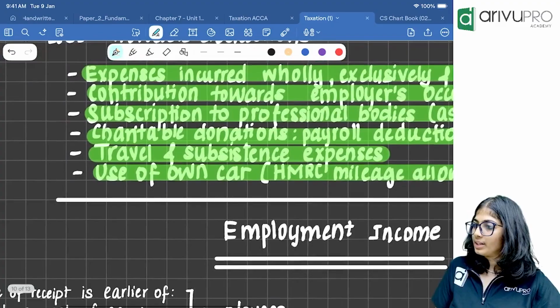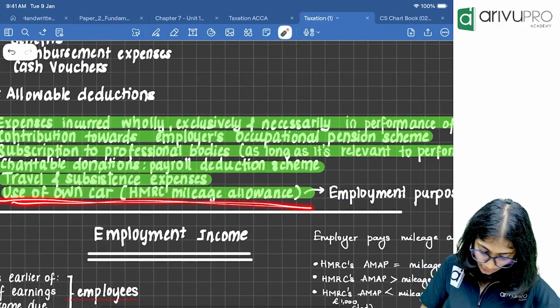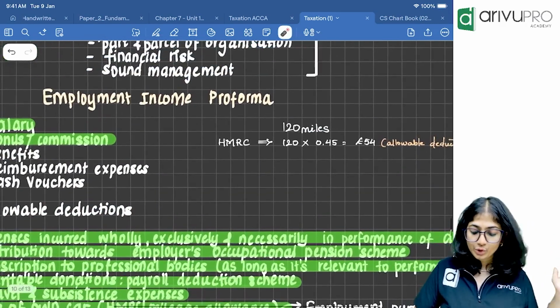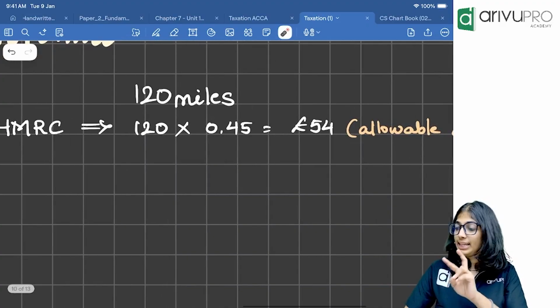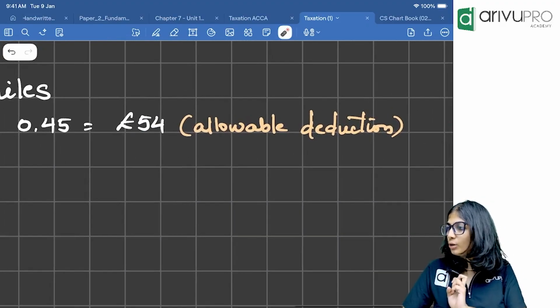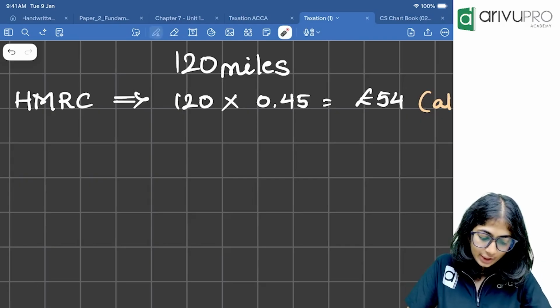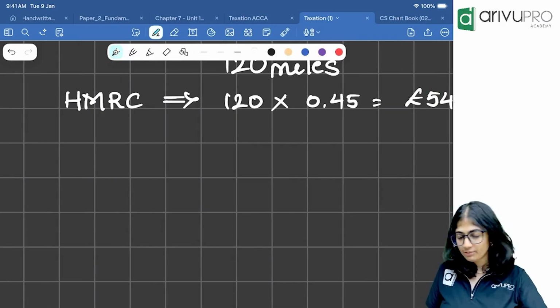£54 of allowable deduction in this particular item, it can be deducted. According to HMRC, if you're using your own car for employment purposes, you can use HMRC's AMAP and claim an allowable deduction. The only situation where it gets complicated is when your employer also provides you some kind of mileage allowance, and that makes it very complicated.